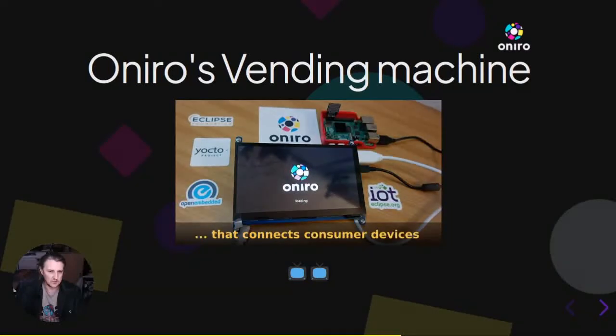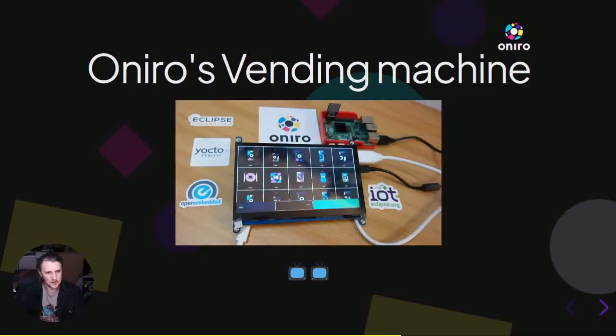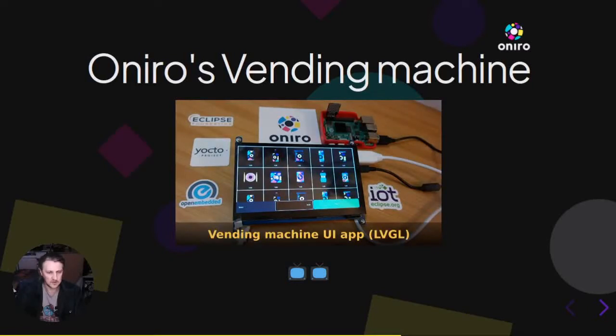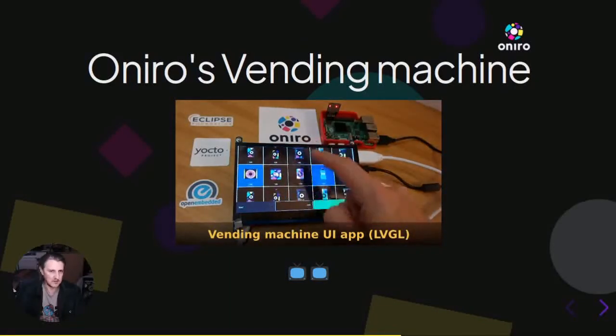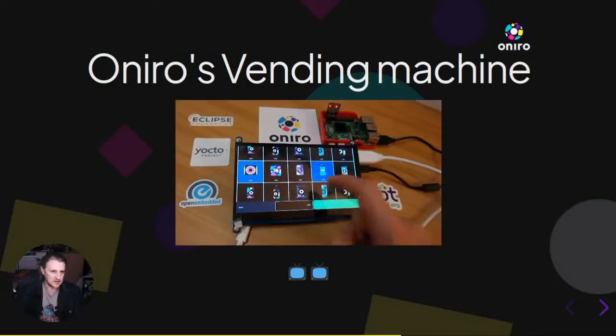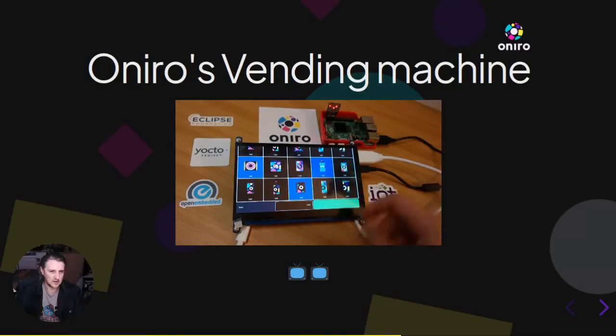So you can then boot the Oniro distro from the SD card, and it will appear on the screen. It starts from the settings using the UI application, and the user can select some item. And if you look in the background, you see those LEDs toggling to red.